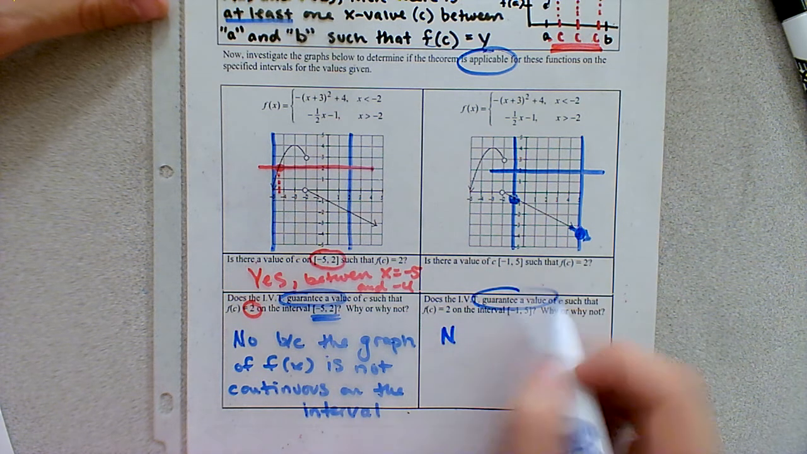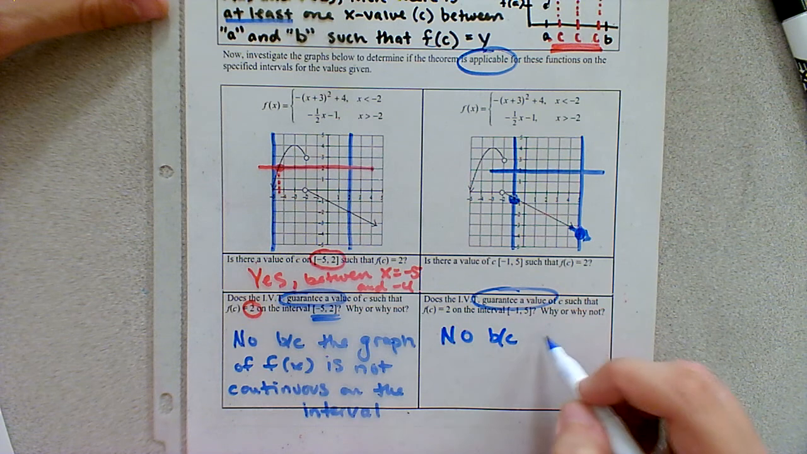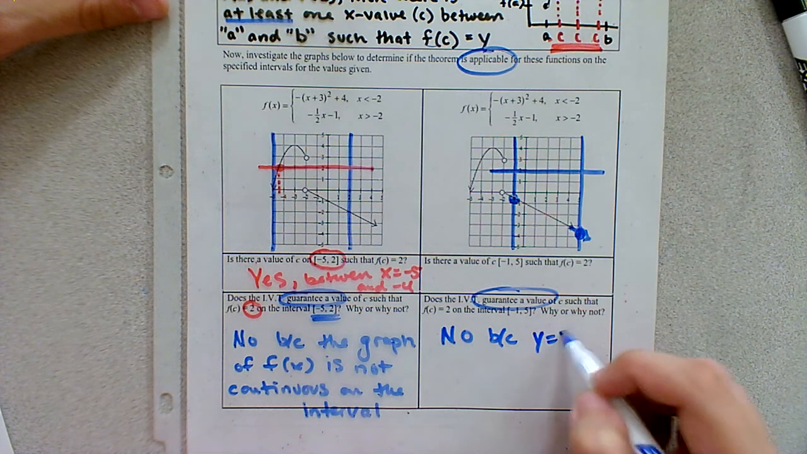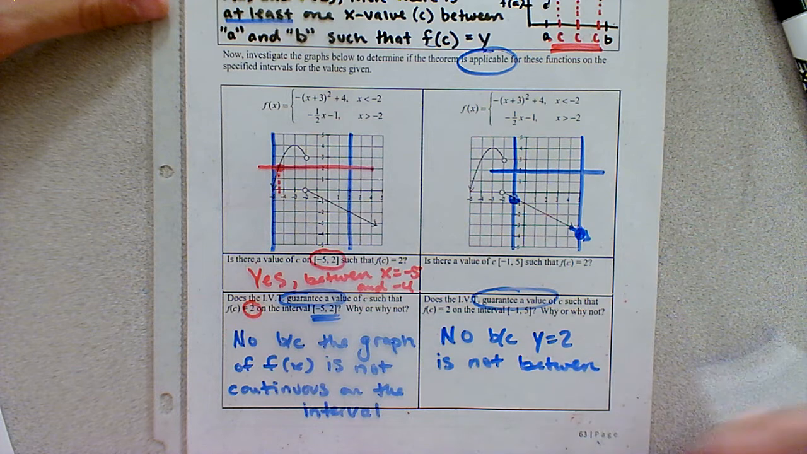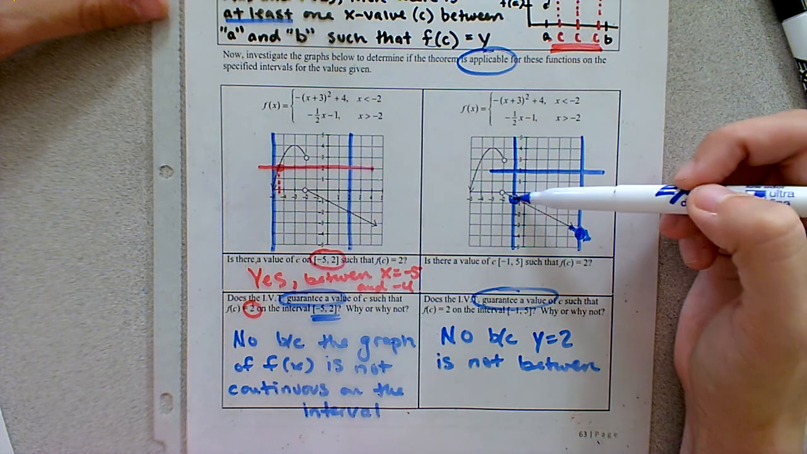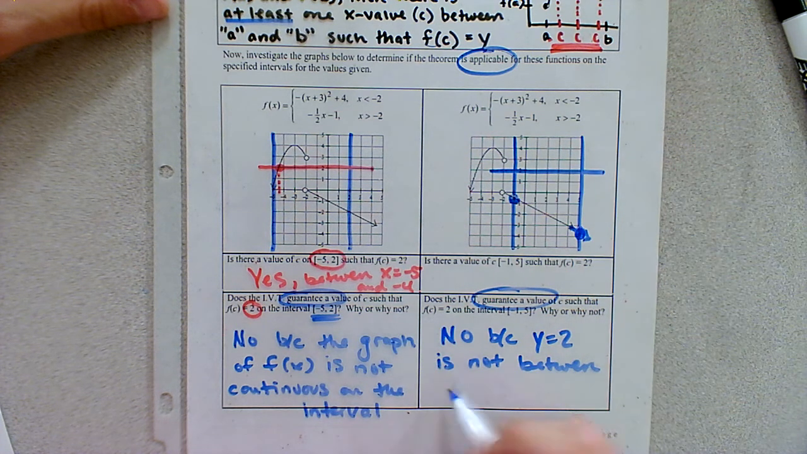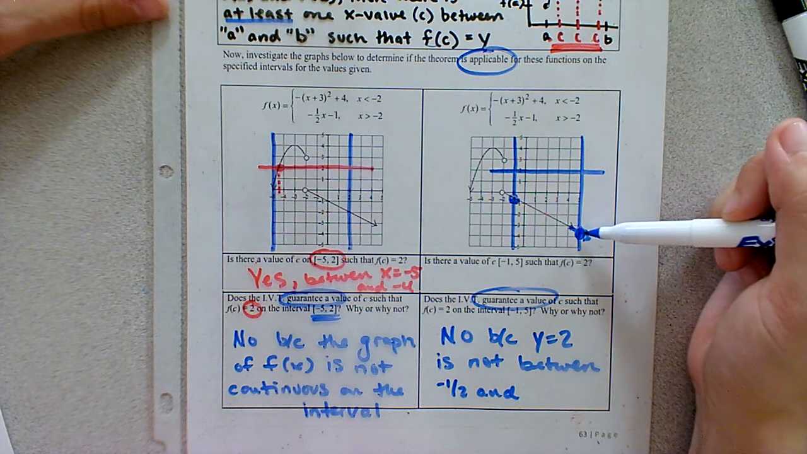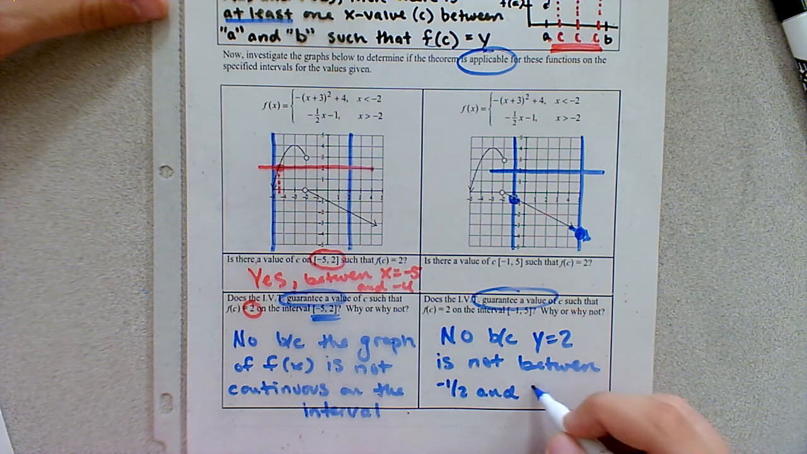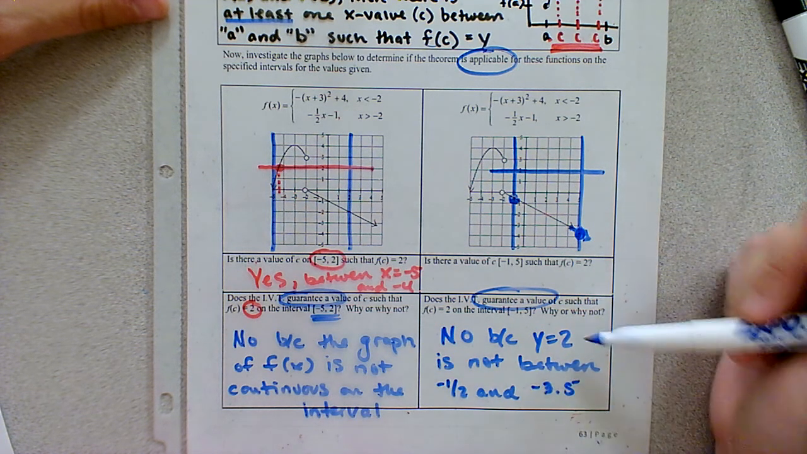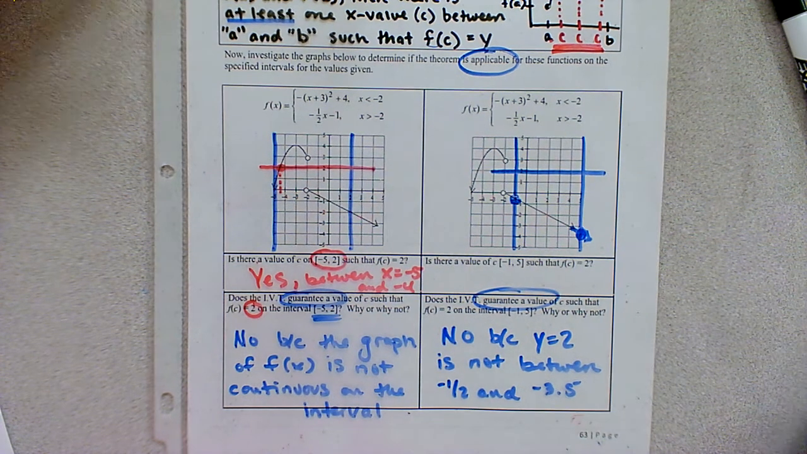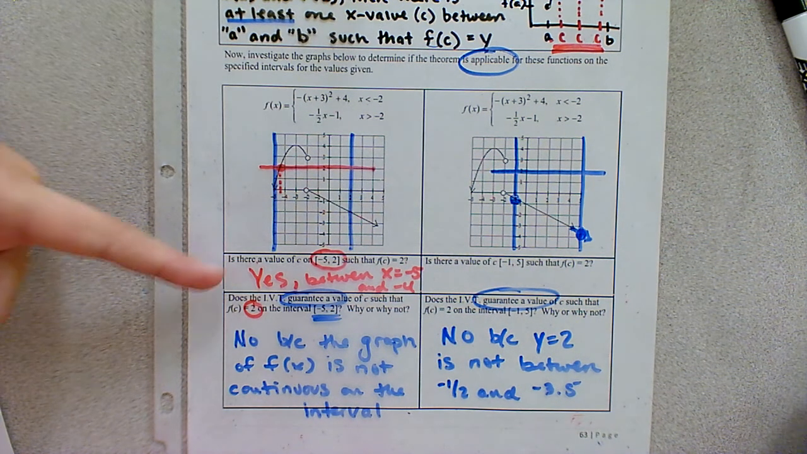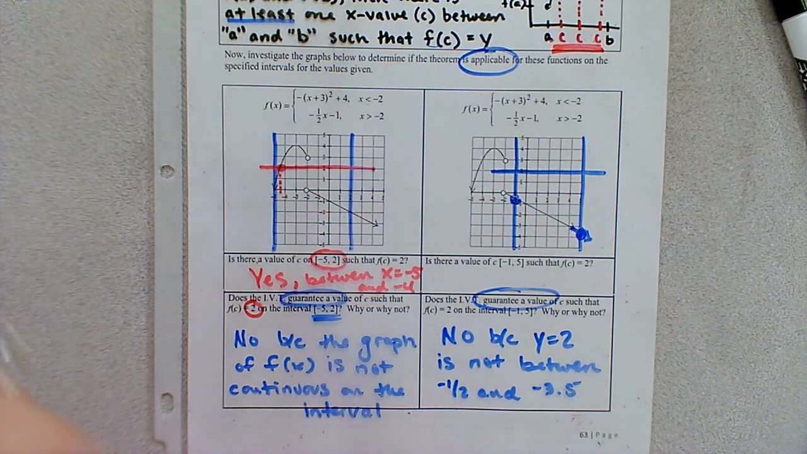So again, the IVT cannot guarantee a value. No, because the y value of 2 is not between f of -1, which was about -0.5, and the output for 5, which was maybe -3.5. And clearly 2 is not between those. So the IVT does not guarantee a value, but there may be one there. Like the previous one, there could be an actual point.